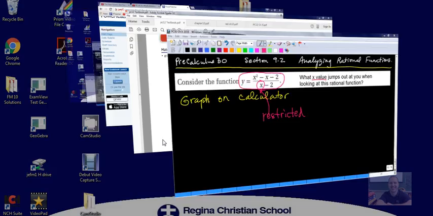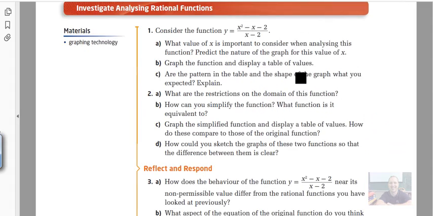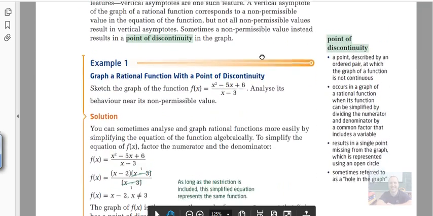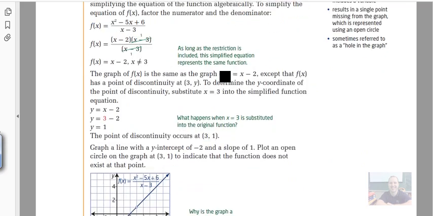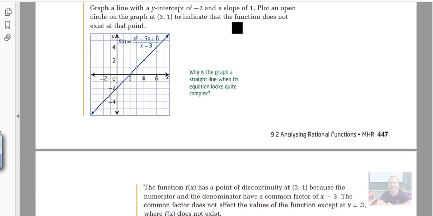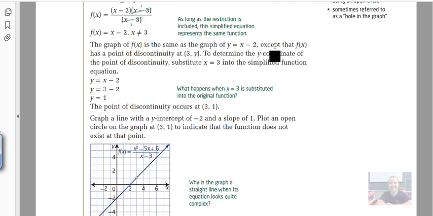So we go back to the text here. It says basically graph that and take a look at it. Now I'm going to get to this example right here. They exaggerate this a little bit, but this is a similar sort of rational function, and it has a gap there. At x equals 3, we have a point that is undefined. Now, why is that?